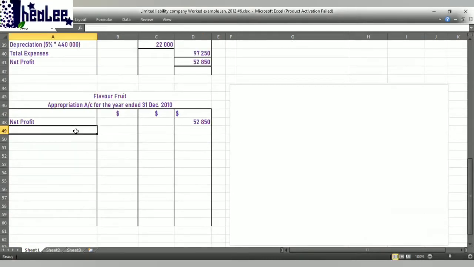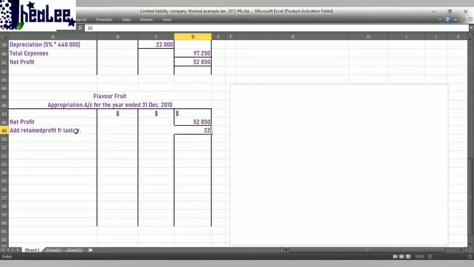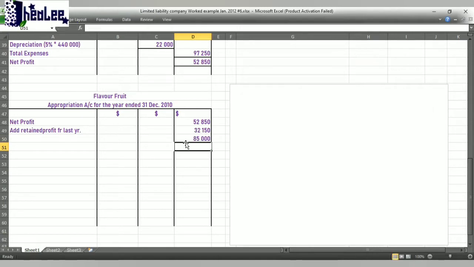So we're going to add retained profit from last year, and the value for that is $32,150. When those two figures are added, we get $85,000.